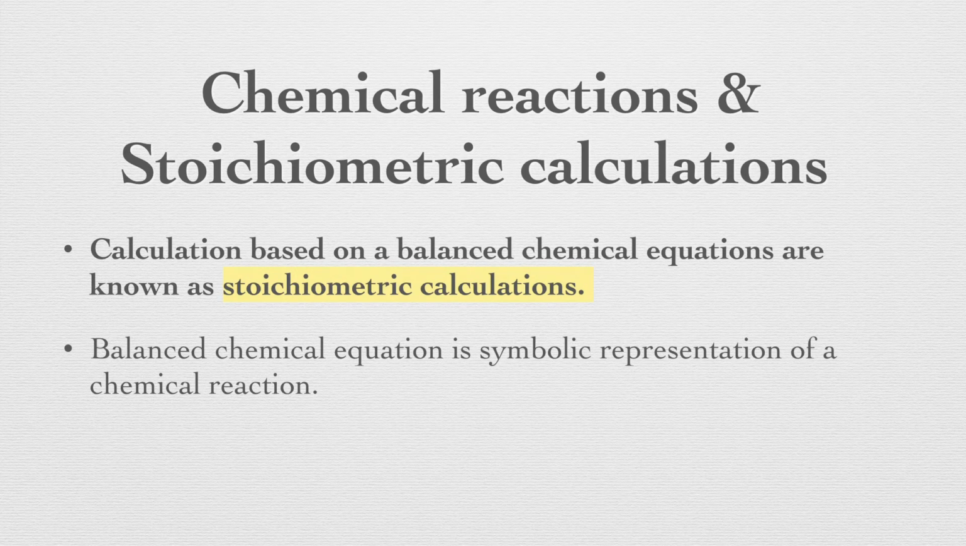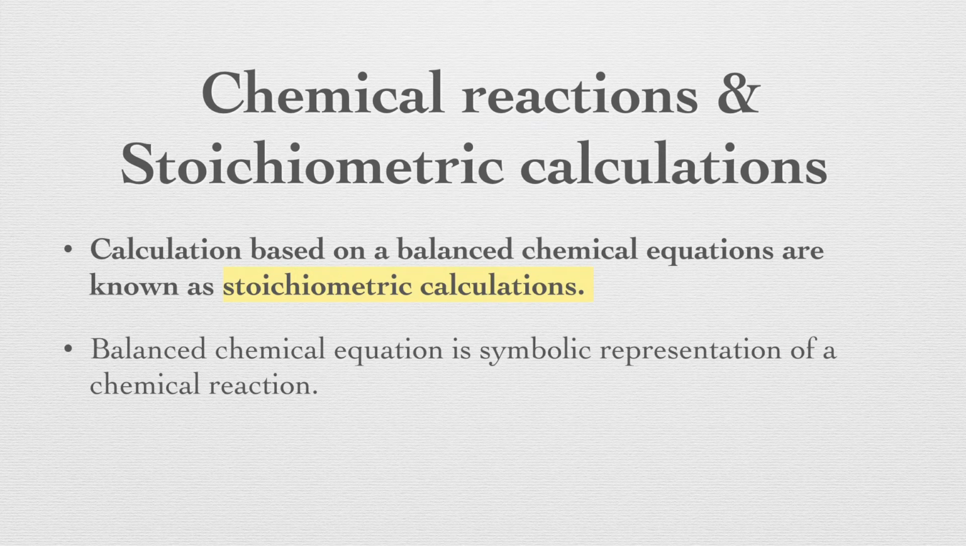Now when you see this reaction, you can see that there are equal numbers of hydrogen on both sides and equal numbers of oxygen on both sides. This is said to be a balanced chemical reaction. Once you know what a balanced chemical reaction is, it is easier for you to understand stoichiometric calculations. Calculations based on balanced chemical equations are known as stoichiometric calculations.